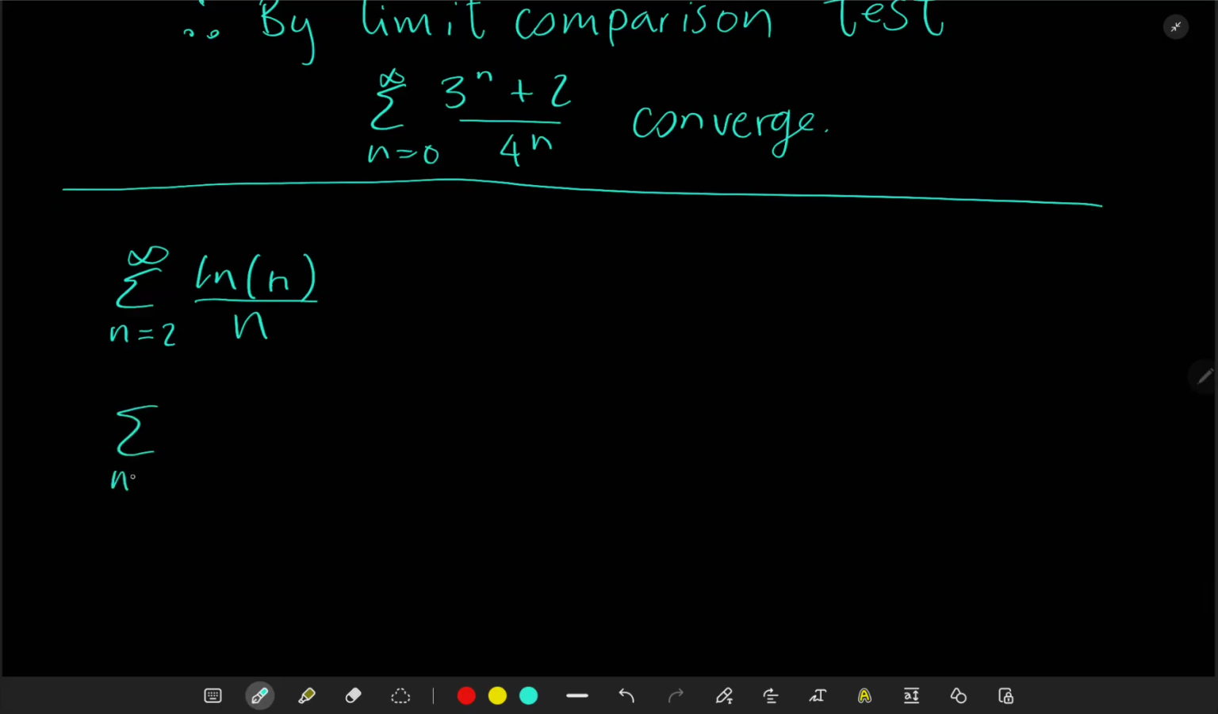So, the sum from n equals 2 to infinity of 1 over n, you know this one diverges. Oh, this is a silly one because the natural log... never mind. The natural log of n is going to be larger than 1 after, for example, n equals 3. The natural log of n is already larger than 1. So this is larger than something that diverges. So the direct comparison test would do it.